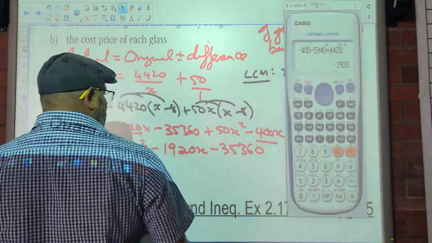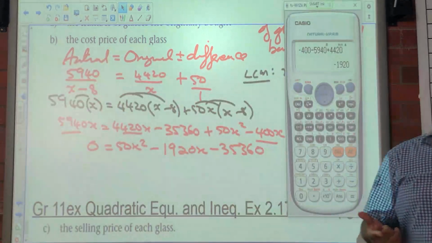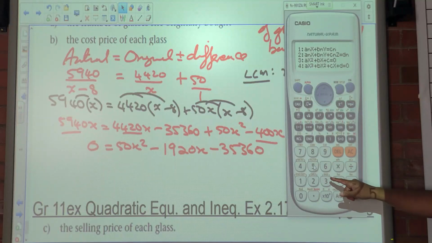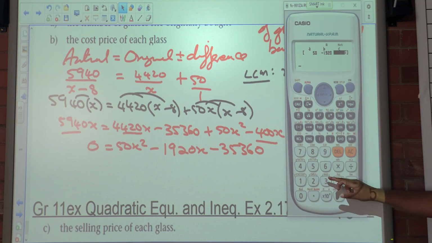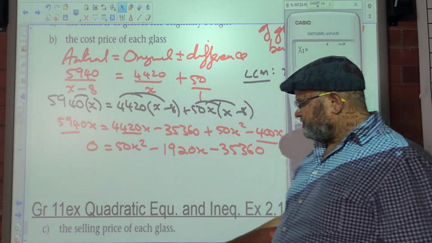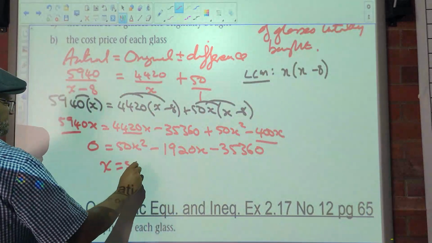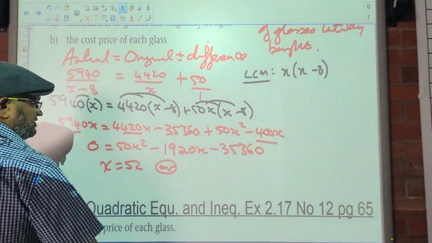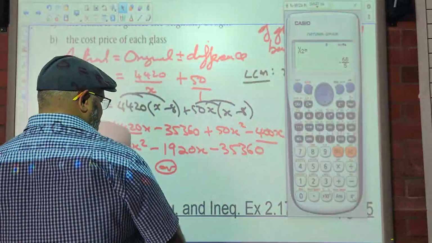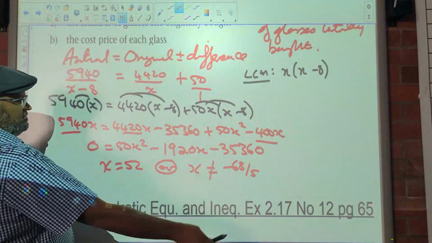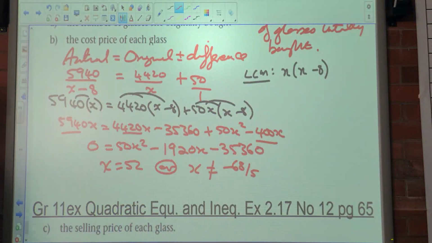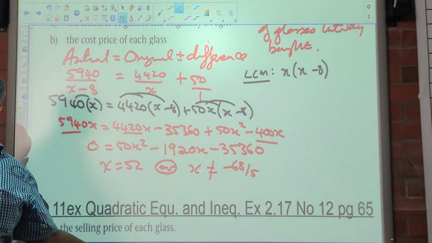So one of two things I can do. I can either use the quadratic formula, complete the square, factors, or this calculator. So it's going to go 50, negative 1,920, negative 35,360. That gives me an x value of 52 or a negative value of negative 68 over 5. People, can it be negative? No. So that one is out. So therefore she had initially bought 52 glasses.